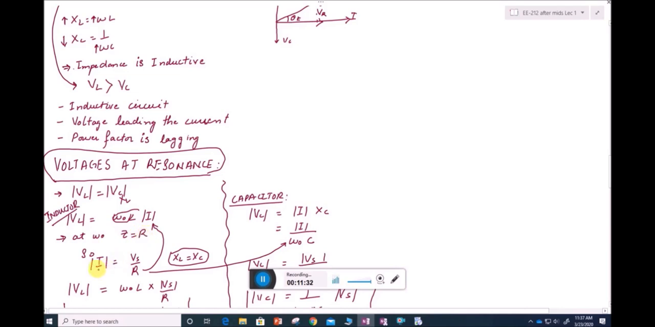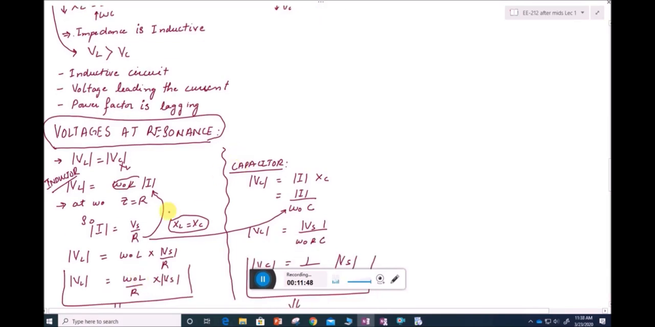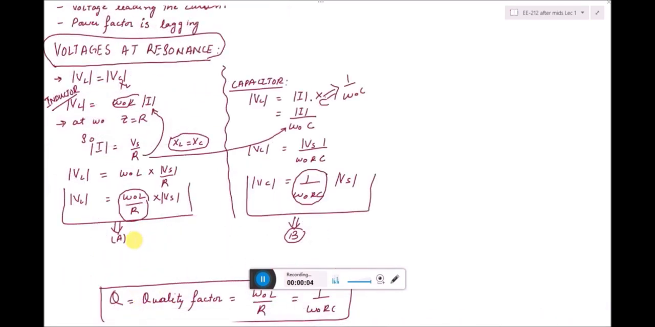So if I have to calculate the current through the circuit at resonance, that will just be the source voltage, whatever the voltage is across the whole impedance, divided by the resistor, because XL is equal to XC, they will cancel out, so we only have a resistive element in the impedance. So putting I is equal to Vs over R in the above equation, we get VL is equal to omega naught L into Vs over R, and VL is equal to omega naught L over R into Vs.